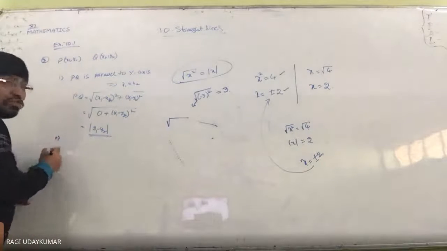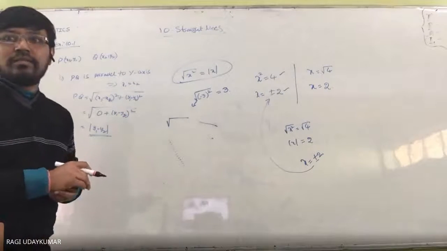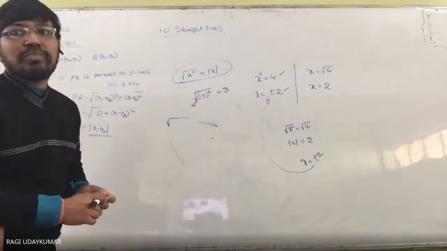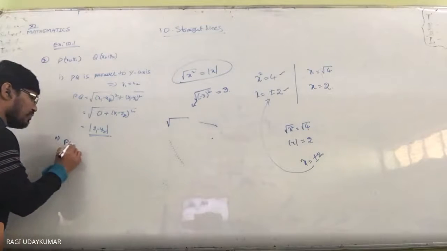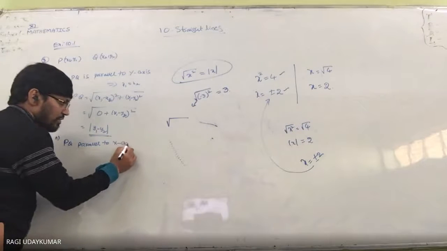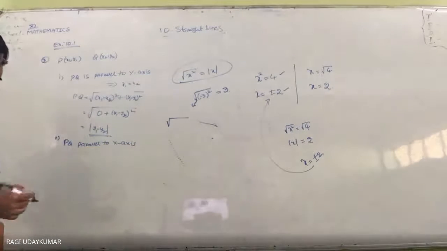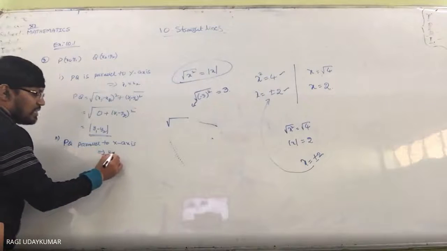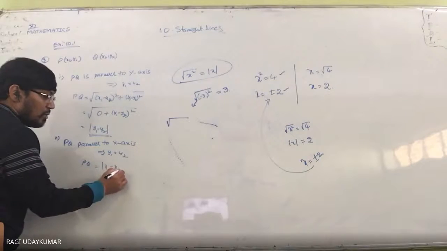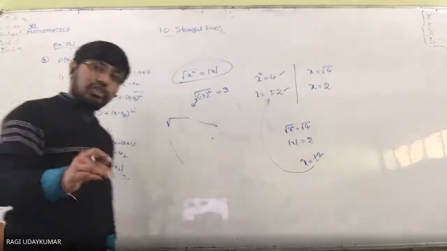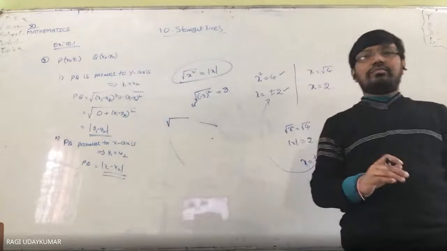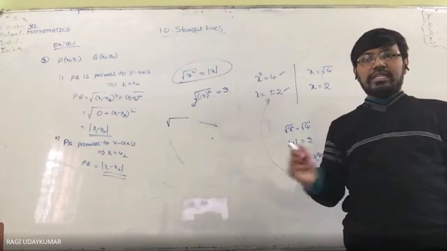And the second question: what is given? PQ is parallel to x-axis. So if it is parallel to x-axis, y coordinates are equal, y1 is equal to y2. Therefore, the distance between these two points you are going to get is modulus of x1 minus x2, or x2 minus x1, doesn't matter, but modulus. Is it clear to you?